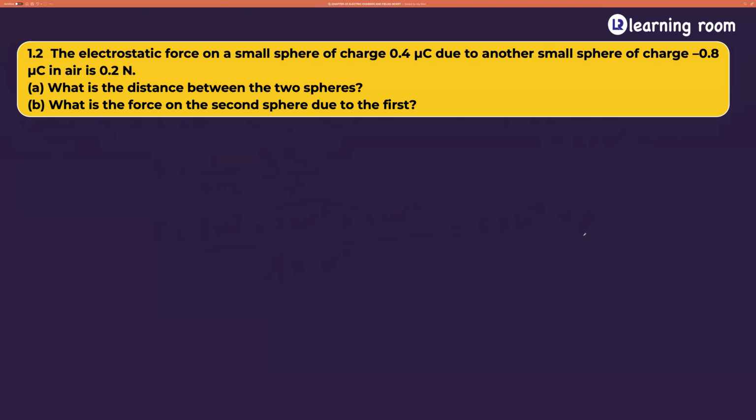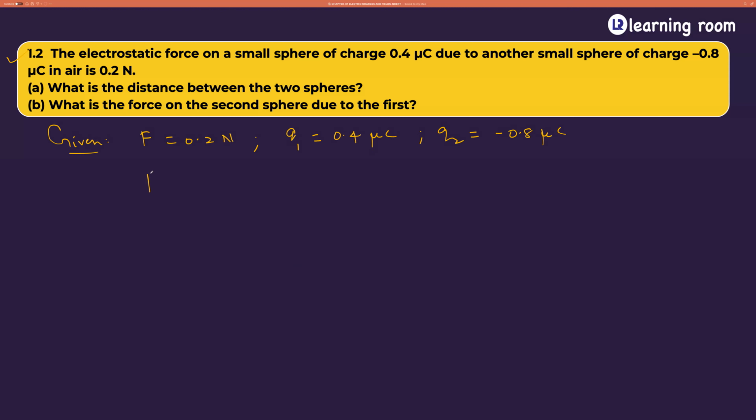Now see. The next one is also simple. The electrostatic force on a small sphere of charge 0.4 microcoulomb, which is going to be 0.4 into 10 power minus 6 coulomb, to another sphere of charge minus 0.8 microcoulomb in air is given as 0.2 Newton. So in this problem, what is given? Force is given as 0.2 Newton. And what are the charges which are participating? Q1 is 0.4 microcoulomb and Q2 is going to be negative of 0.8 microcoulomb. Clear? So what is the distance between the spheres?